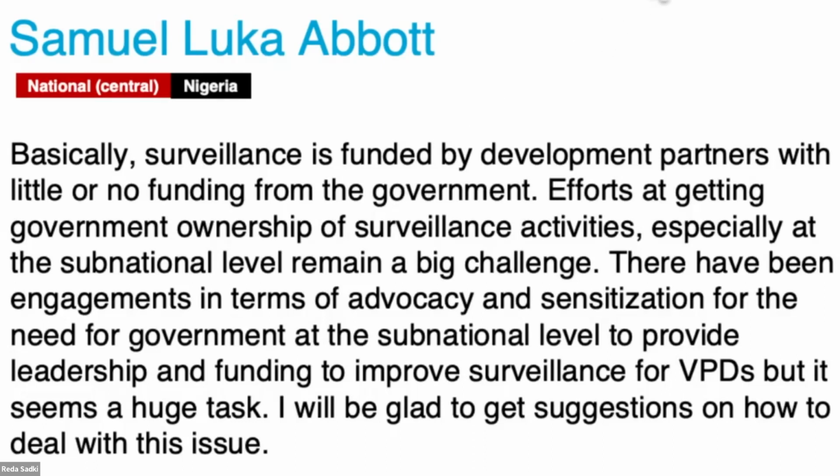So he works at the national level in Nigeria and says basically surveillance is funded by partners with little or no funding from the government. Efforts at getting government ownership of surveillance activities, especially at the subnational level, remain a big challenge. There have been engagements in terms of advocacy and sensitization for the need for government at the subnational level to provide leadership and funding to improve surveillance for VPDs, but it seems a huge task. I will be glad to get suggestions on how to deal with this issue. Of course, the Nigerian context is quite specific, but let's hear now if we can.